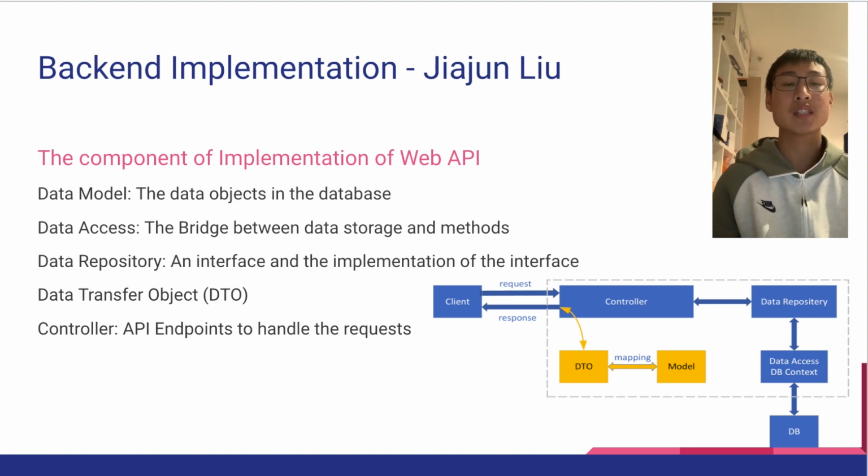Firstly, we create a folder on Visual Studio for the data model components to contain the data objects we need in the database. Then after installing the Entity Framework Core package, we generate the database. We create a file for the data access components, and it is used to connect the database with code or methods to access and manipulate the database.